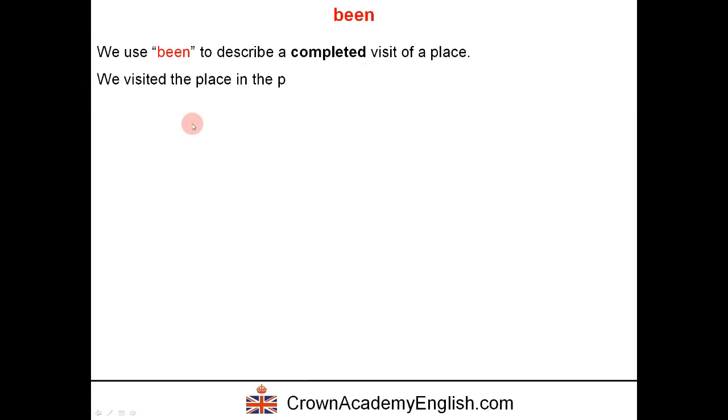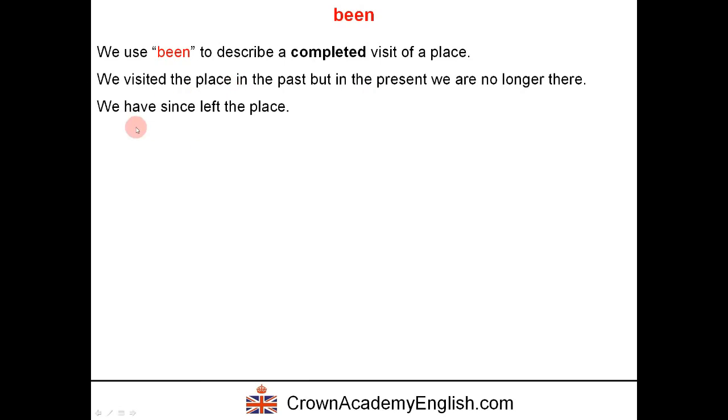So what does this mean? Well, it means that we visited the place in the past, but in the present we are no longer there. So the visit is complete. We visited the place, and then we finished the visit, and then we left the place. We are not there now in the present, but we were there in the past. So therefore we have since left the place. So we go somewhere and then we leave it. And in the present we are no longer there. That is the meaning of been.